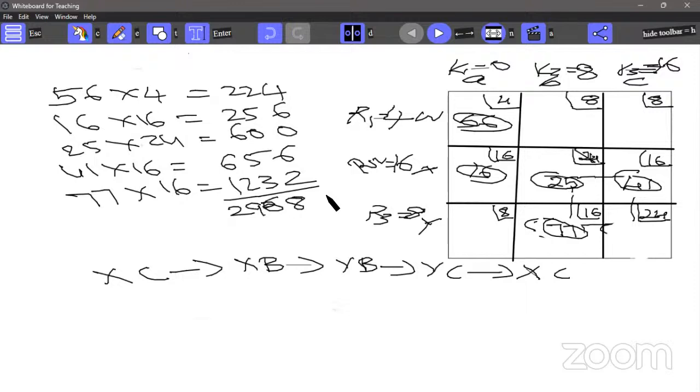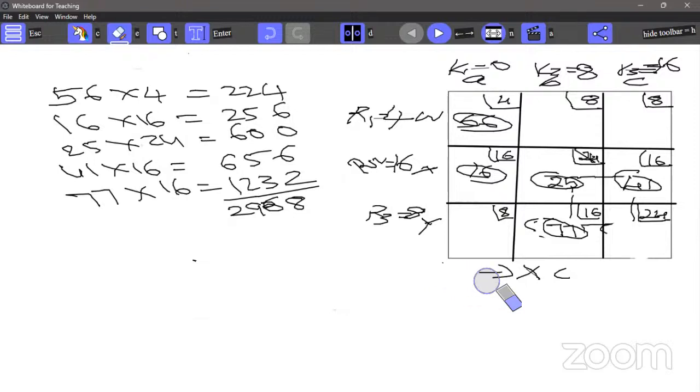Which one is better? This one only. How much is the saving? Previous one was 3624. 3624 minus 2968. How much is the saving? 656. How much was the improvement index for the XC cell?